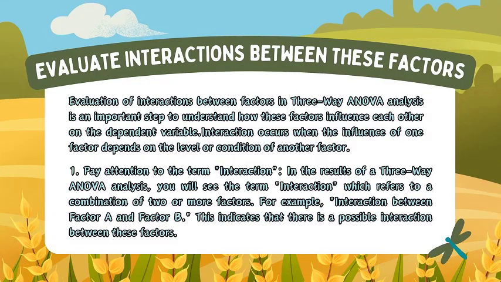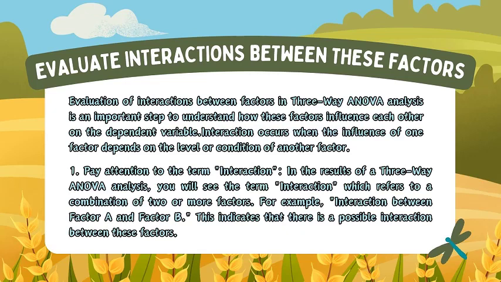Evaluate interaction between these factors. Evaluation of interaction between factors in three-way ANOVA analysis is an important step to understand how these factors influence each other on a dependent variable. Interaction occurs when the influence of one factor depends on the level or condition of another factor.